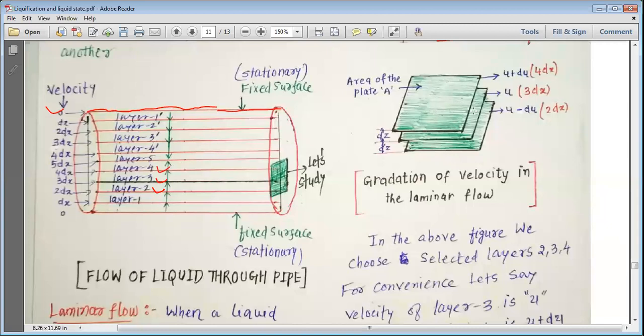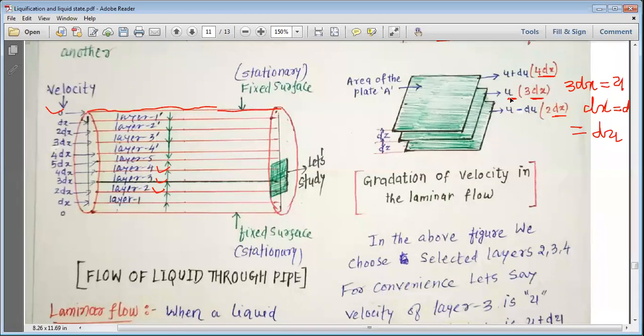So you can see we have layer 2 here, layer 3 here, layer 4 here. Layer 2 has got the velocity 2 dx, layer 3 has got the velocity 3 dx, and layer 4, the velocity we call 4 dx. Suppose 3 dx is equal to u and dx is equal to du. Now in this case, what do you understand? dx is equal to du. So my dear students, when 3 dx is u, we have written u.